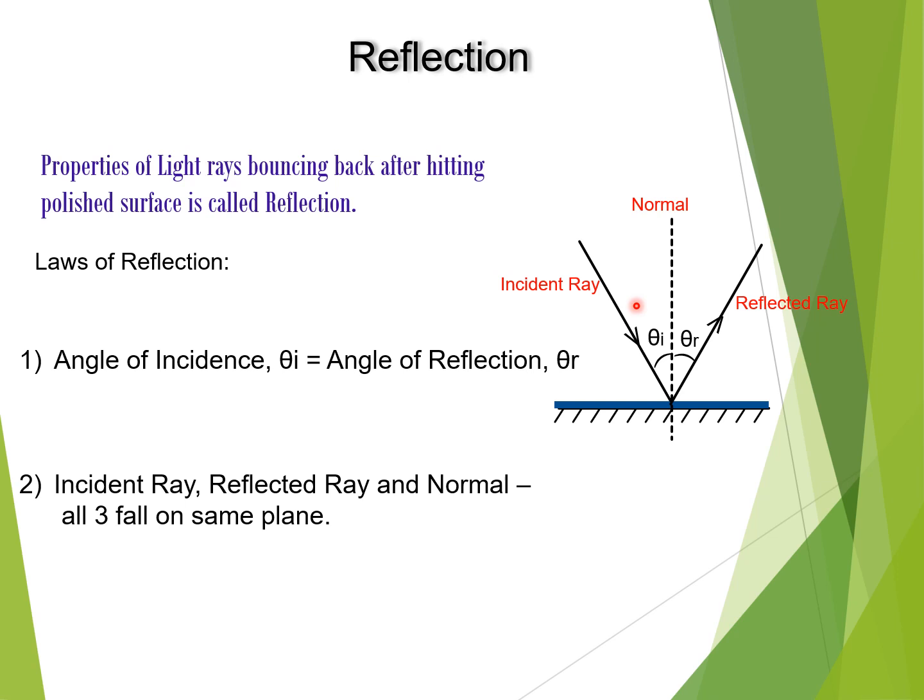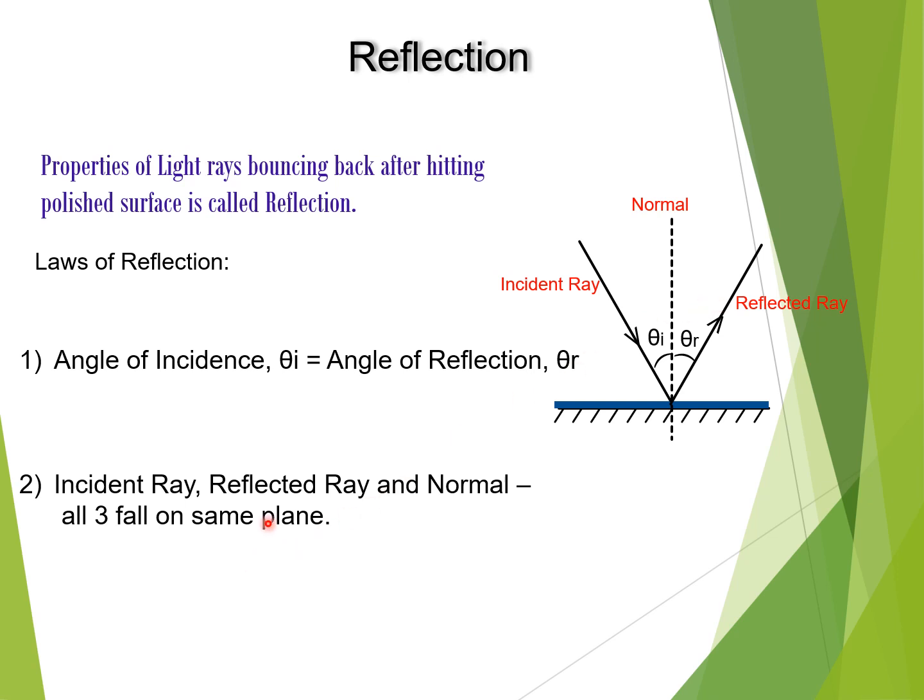Let me once again explain it. If you draw a perpendicular from the point where the incident ray is hitting the mirror, then the angle between that normal and the incident ray is called the angle of incidence. And the angle between the reflected ray and the normal is called the angle of reflection. As per the law of reflection, both these angles are the same. If this is 10 degrees, then this is also 10 degrees.